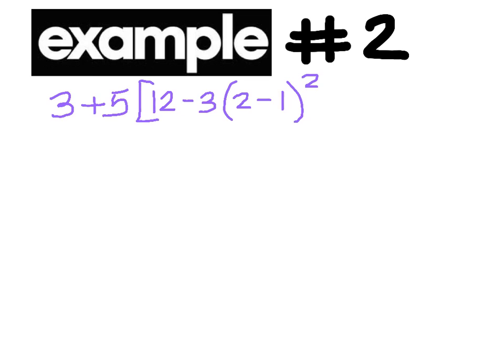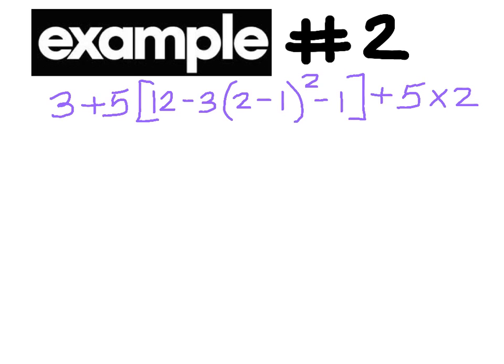Example number 2: 3 plus 5 times the quantity, 12 minus 3 times the quantity squared of 2 minus 1, close that quantity, then subtract 1, close the bigger quantity, and then add 5 times 2.